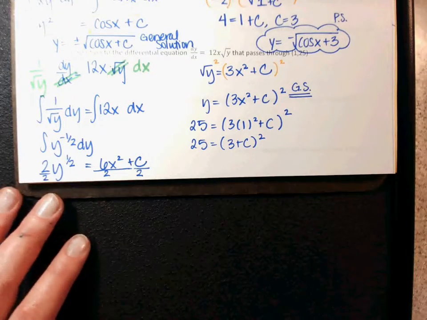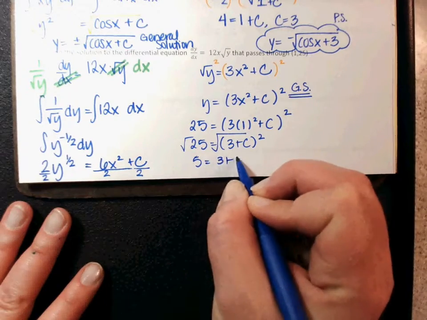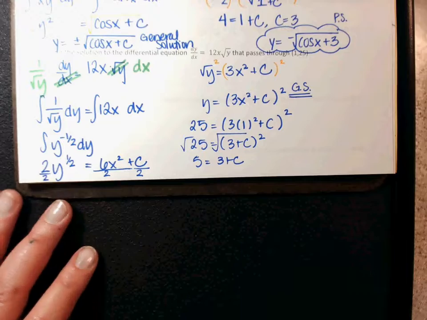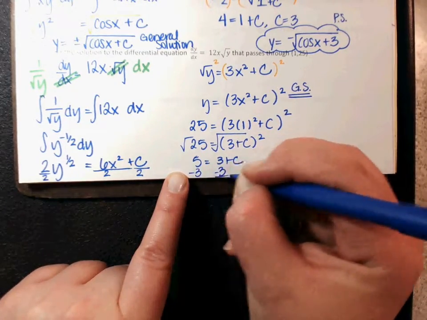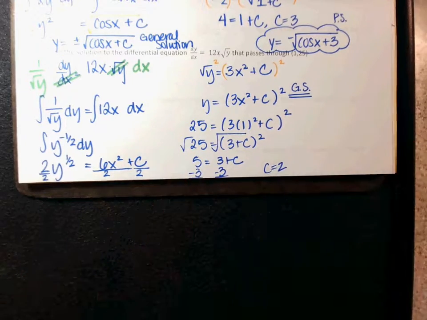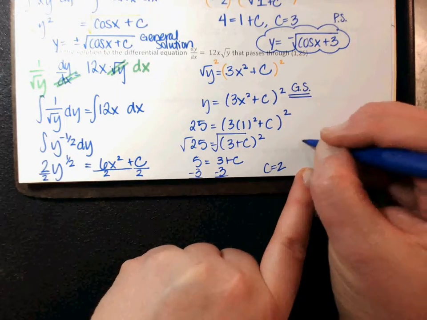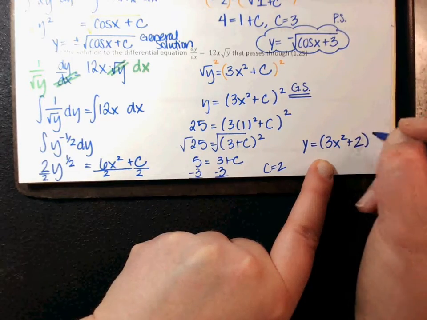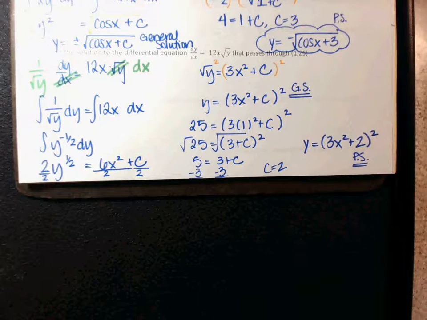Then from there, square root both sides. And if 5 is 3 plus c, then what is c going to be? C is minus 3, minus 3. C is 2. Good. If I leave it like that, remember, that doesn't count as a particular solution. So it would be y equals... and that's your particular solution. Good?